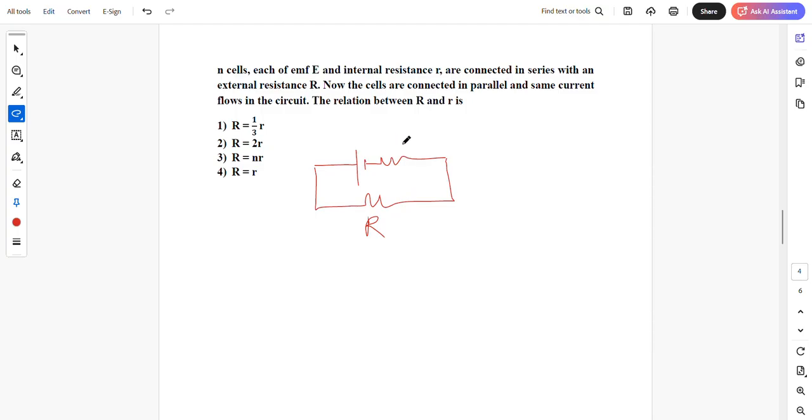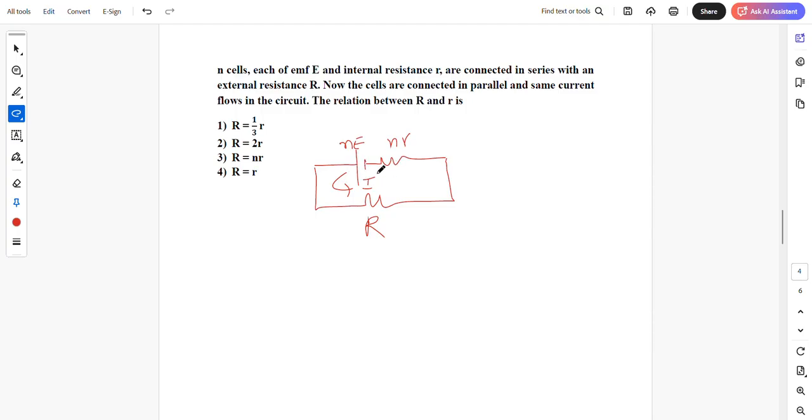If n resistances are connected in series, what are you going to get? You are going to get nr, right? Now, in the EMF, it will be nE, right? This will be nE, and now this will be I.